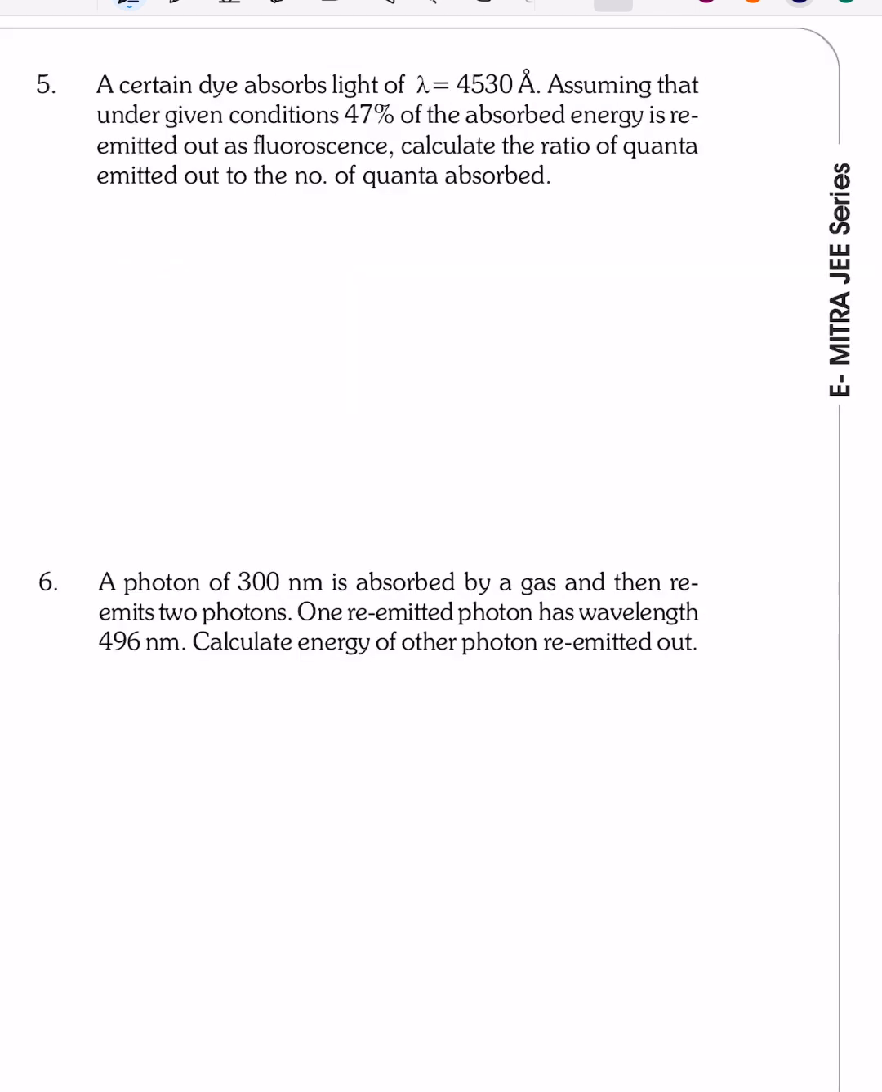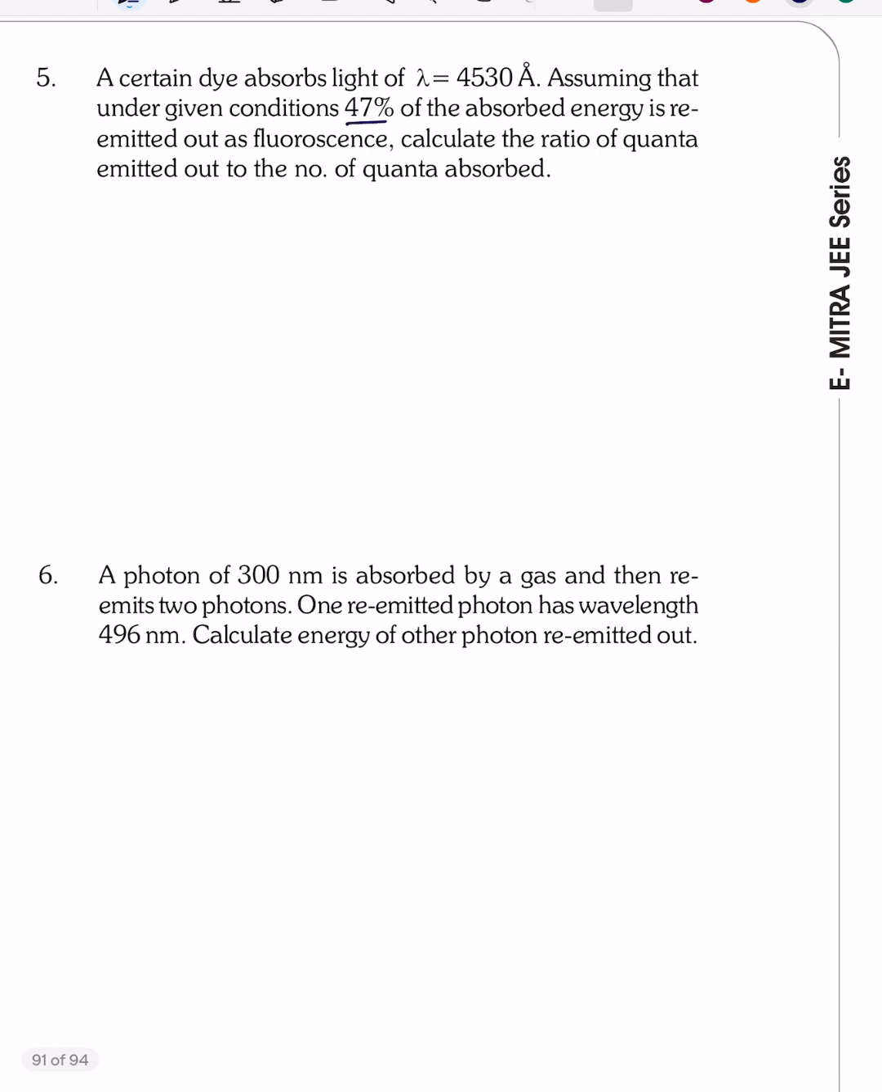Let's take up question number 5. It says a certain dye absorbs light of wavelength 4530 angstrom. Assuming that under given conditions 47% of the absorbed energy is re-emitted out as fluorescence. Calculate the ratio of quanta emitted out to the number of quanta absorbed. So they are asking us for the ratio. And the ratio of what? Energy of quanta emitted upon energy of quanta absorbed.